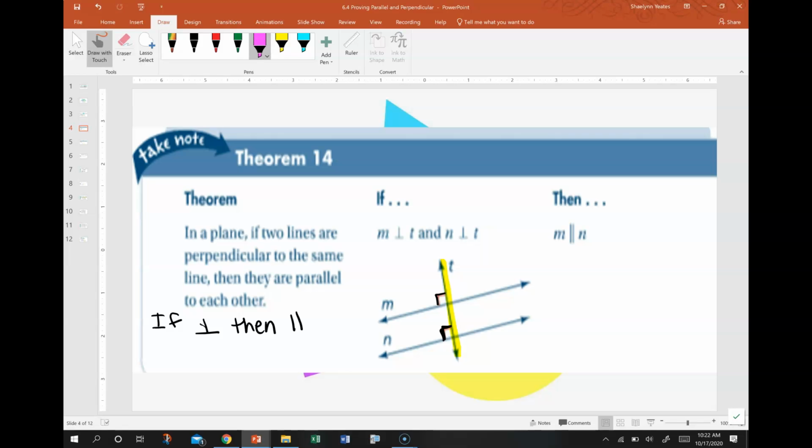then you can say, this is actually by corresponding angles that they're parallel, by the way. Then you can say that M is parallel to N. So this is also considered corresponding angles, but this is very specific because you guys know what the word perpendicular is. Okay? So, this is if perpendicular to the same line, then the two lines are parallel.